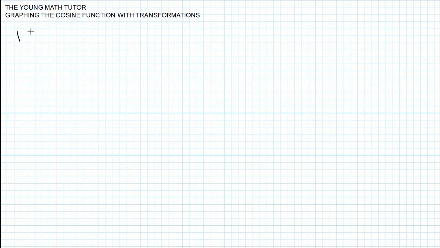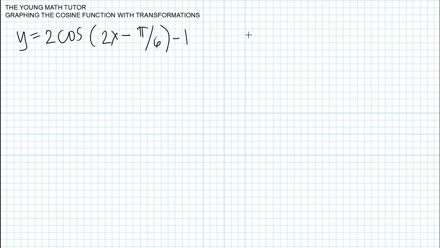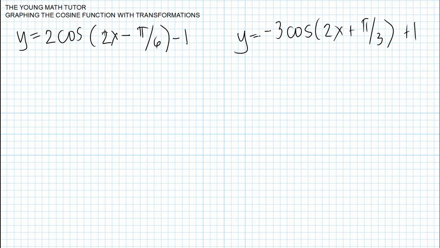Hi everyone! Today we'll be learning about graphing the cosine function with transformations. So we will work with two cosine functions, one with a negative amplitude and one with a positive amplitude. The first one is 2 cosine of 2x minus pi over 6 minus 1, and the second one is negative 3 cosine of 2x plus pi over 3 plus 1.